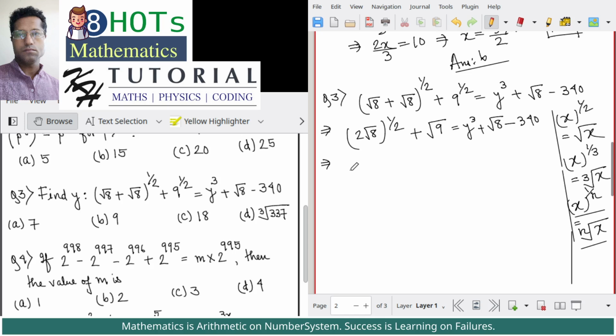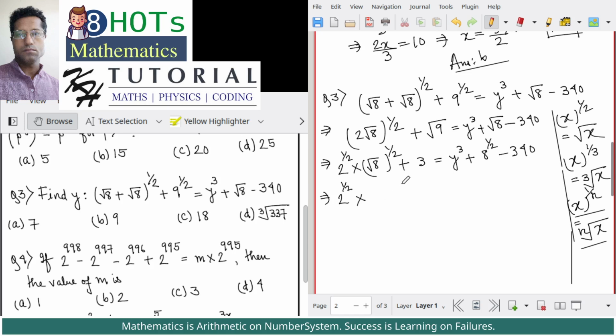So this is 2 root 8 whole raised to the power half, which means this is 2 raised to the power half multiplied by square root of 8, this whole raised to the power half, and square root of 9 is 3, is equal to y cube plus what is square root of 8. Square root of 8 is 8 to the power half, minus 340. This implies 2 to the power half, let it be, and what is square root of 8?